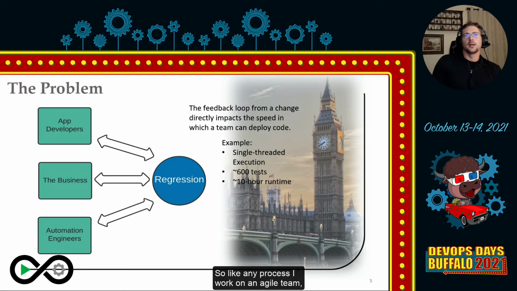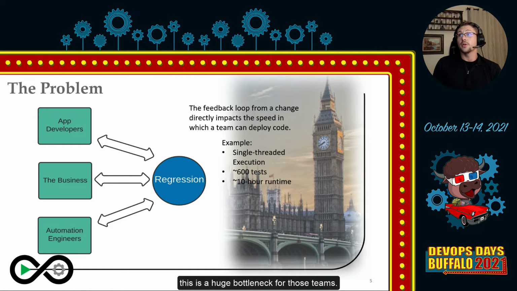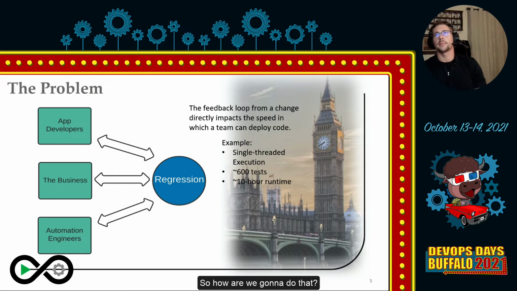So, like any process, I work on an agile team. This is a huge bottleneck for those teams. So we worked to remove this bottleneck, which is in essence single-threaded execution. So how are we going to do that?